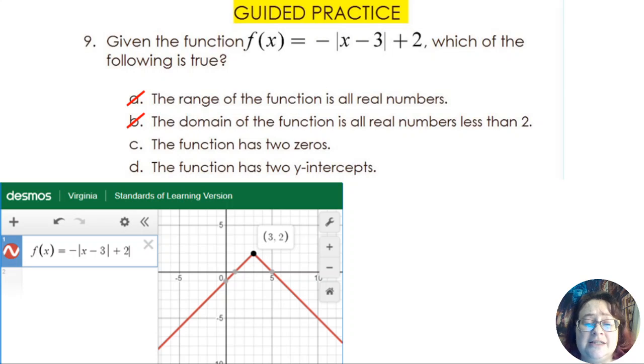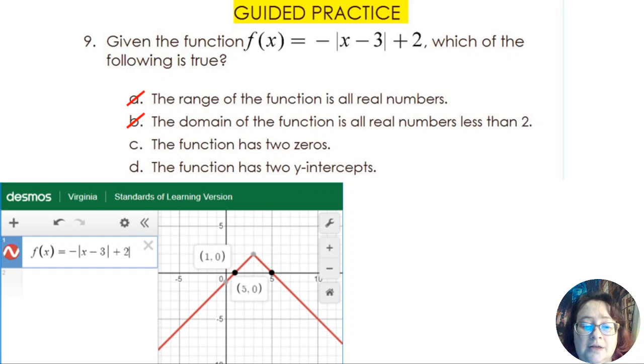C says the function has 2 zeros. Let's remember back to Algebra 1. Our zeros are the x values of the x-intercepts. So C says that the function has 2 x-intercepts. And if I look here, I see 2 gray dots, and I can click on them to get those values. So I do see that we have 2 x-intercepts, or 2 zeros. So C looks like it's going to be our answer.